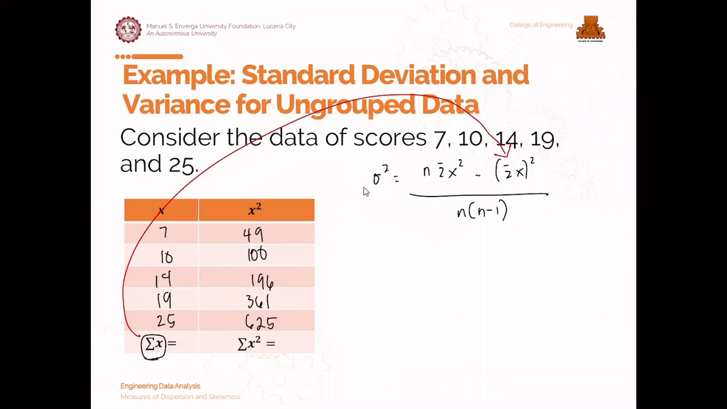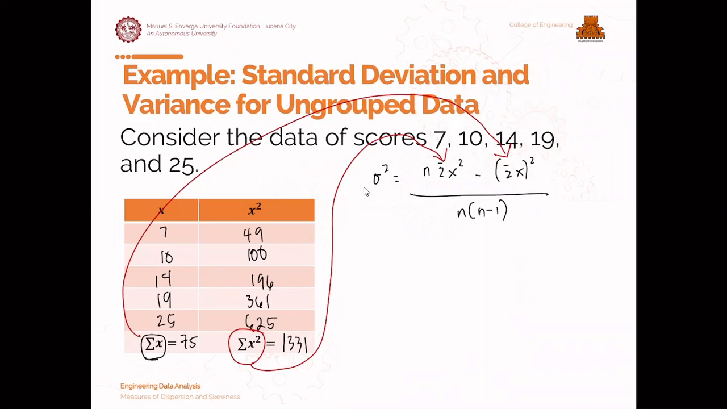So, yung first column natin, ito yan. Sa second term ng formula natin. Then, itong summation of x squared, ito yan. No? So, yun yung kaibahan ng dalawa. So, pag kinuha natin yung sum ng first column, ang sum natin is 75. Then, yung second column, ang sum natin is 1331.